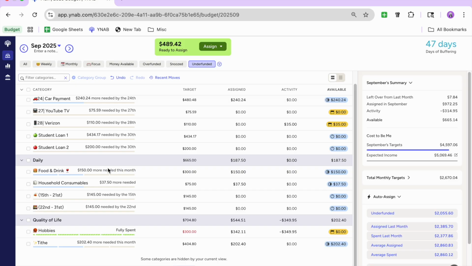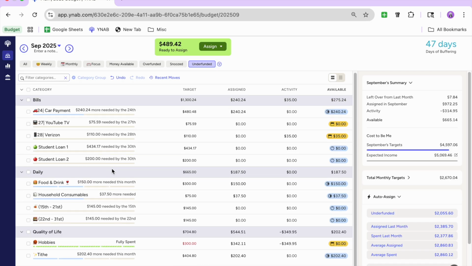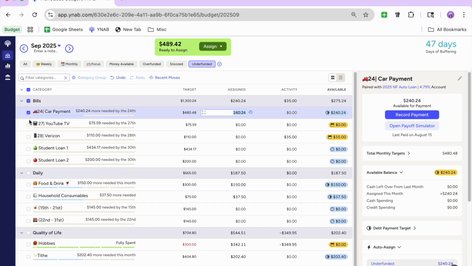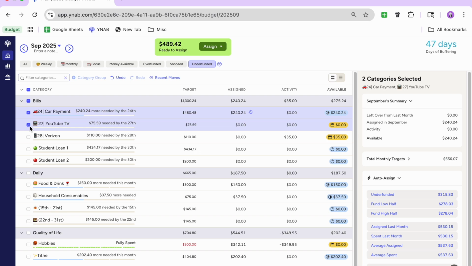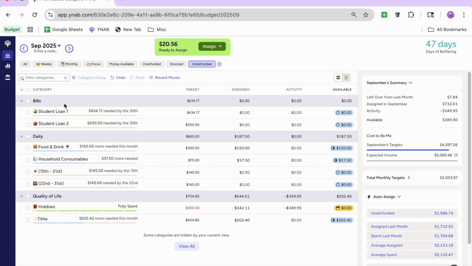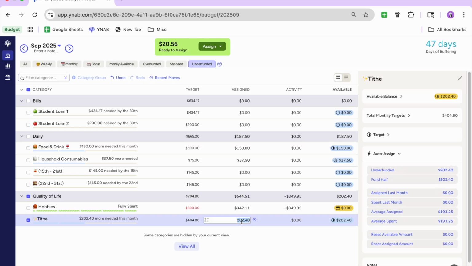So 489.42 left, and I think I'm just going to go down the bill list and see how far I can get. Okay, so that'll cover most of this. 2056. I'm just going to put it here. And so that's everything. That's every dollar I have assigned out for the month of September.